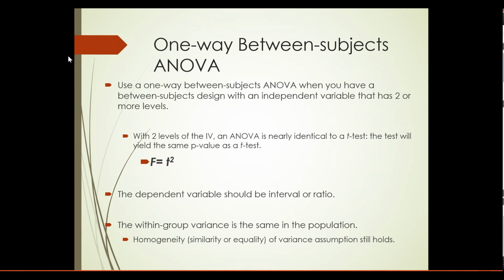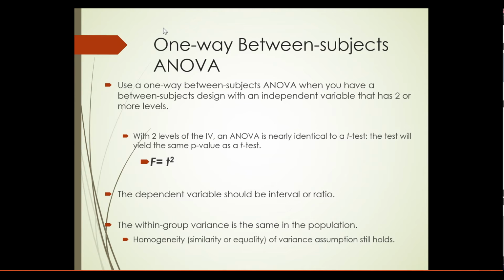So we'll use the one-way between subjects ANOVA when we have a between subjects design with one independent variable that has two or more levels. Now, if the independent variable has two levels and is a between subjects design, as you already should know, you can use the independent samples t-test. However, if there's more than two levels, we'll have to use the ANOVA.